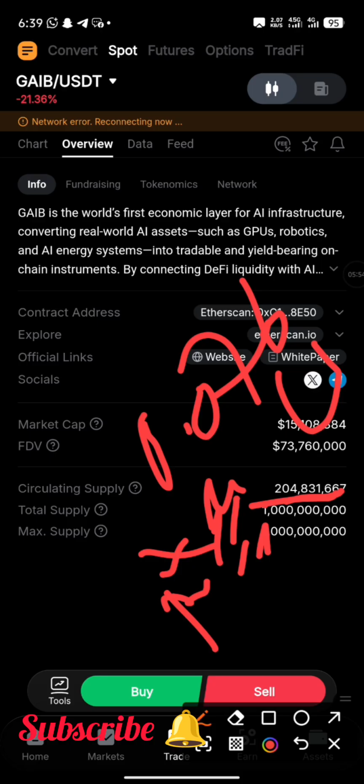Three, it also helps identify pump and dump risk. If a project has a very small circulating supply but a huge total supply, the price might crash when more tokens are unlocked. The price will definitely crash when more tokens are unlocked. So with all this, I think I have provided a detailed explanation about coin market cap and circulating supply.